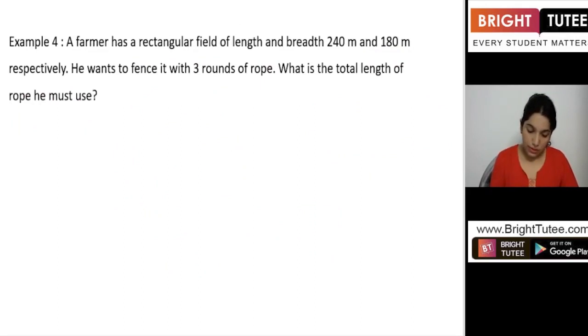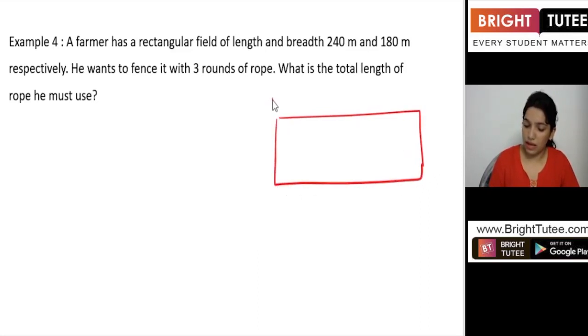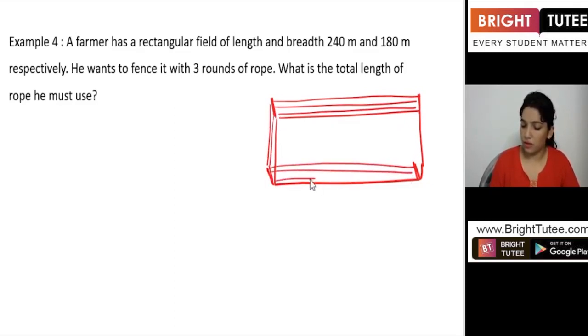Now the fourth question says a farm has a rectangular field of length and breadth 240 meters and 180 meters respectively. We want to fence it with 3 rounds of rope. So say this is the rectangular field and we are going to tie rope all around it. So 1, 2, 3. So this is how the fencing would look after making 3 rounds of rope all around it.